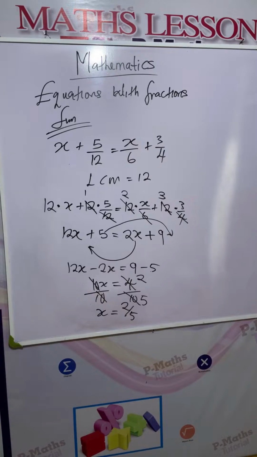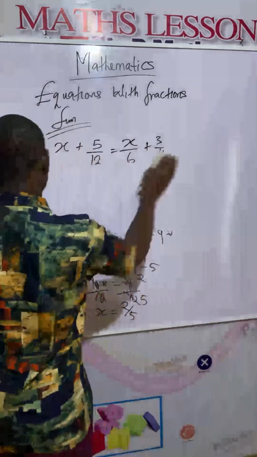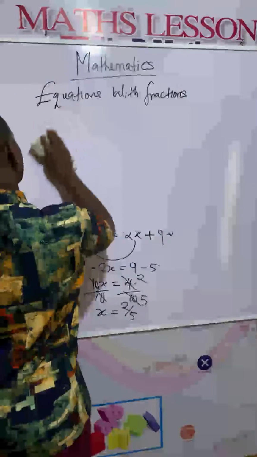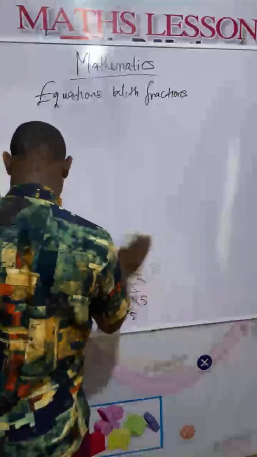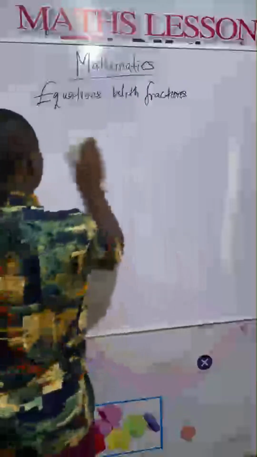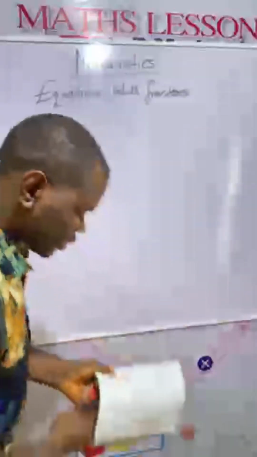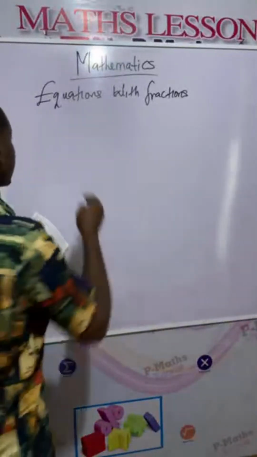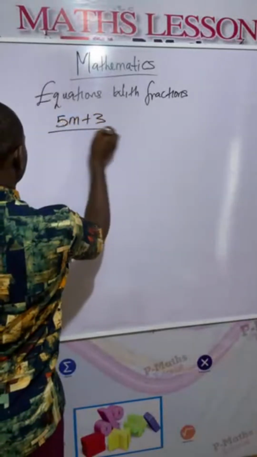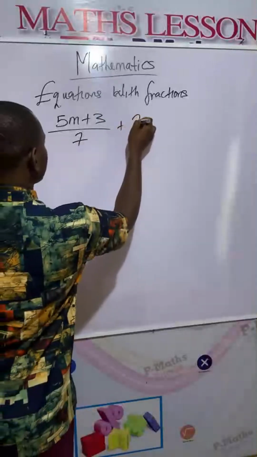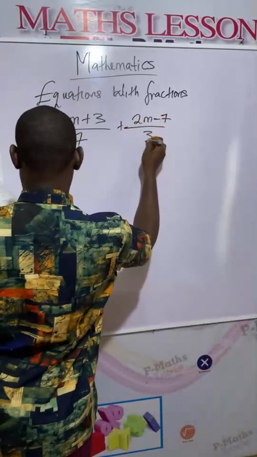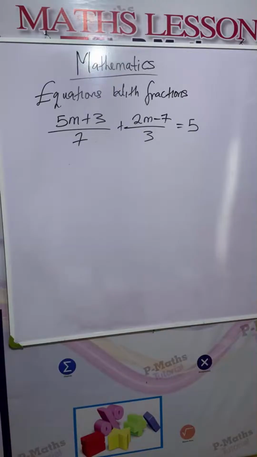All right, so we're solving the next question. For the next question, we have 5m plus 3 over 7 plus 2m minus 7 over 3 equal to 5. Let's see how we can solve this.